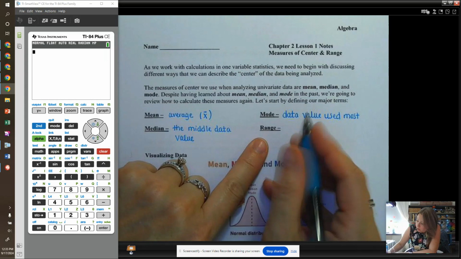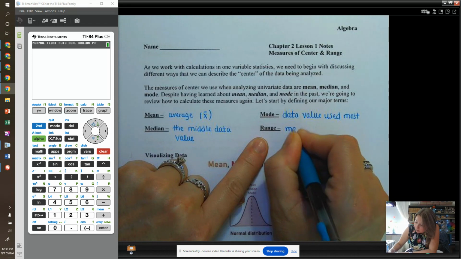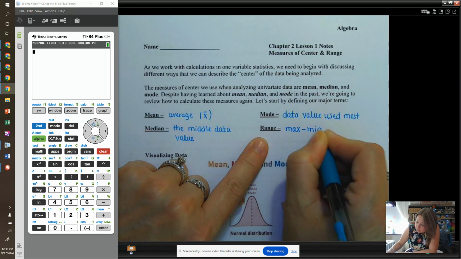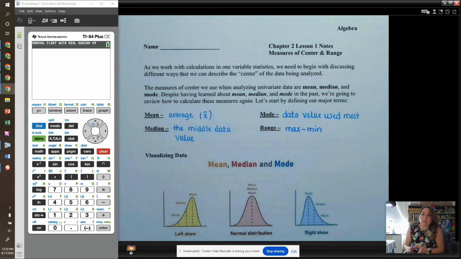The range is the maximum data value minus the minimum data value. It's the largest minus the smallest. It's what is that full amount of data that we could cover. And you'll see as we go on throughout these lessons talking about stats that the range does become valuable to know based on what types of data we are looking at.